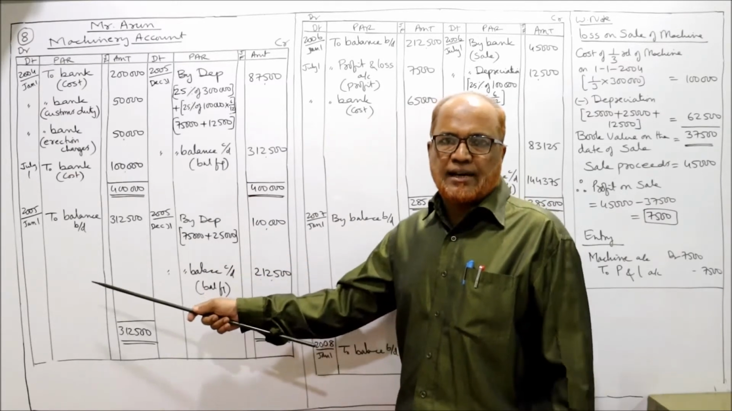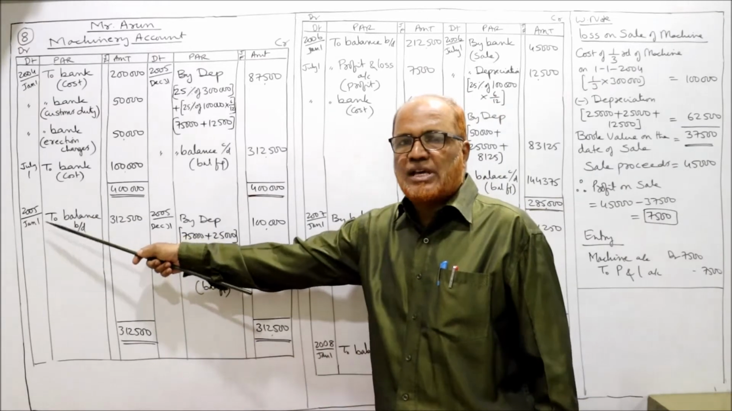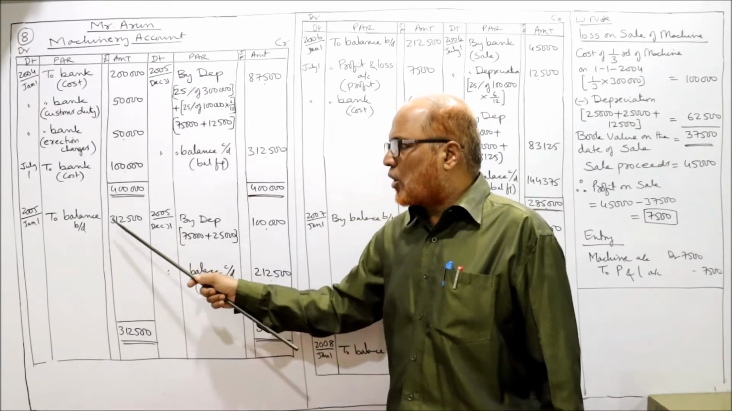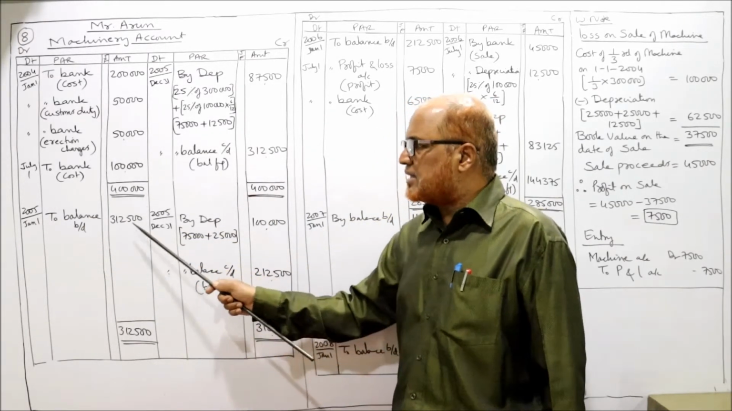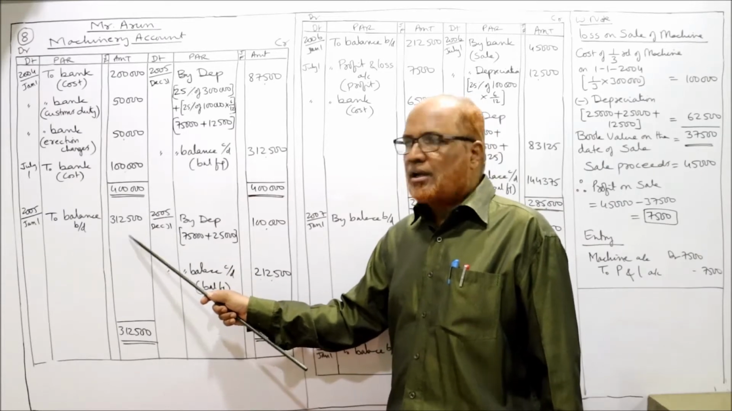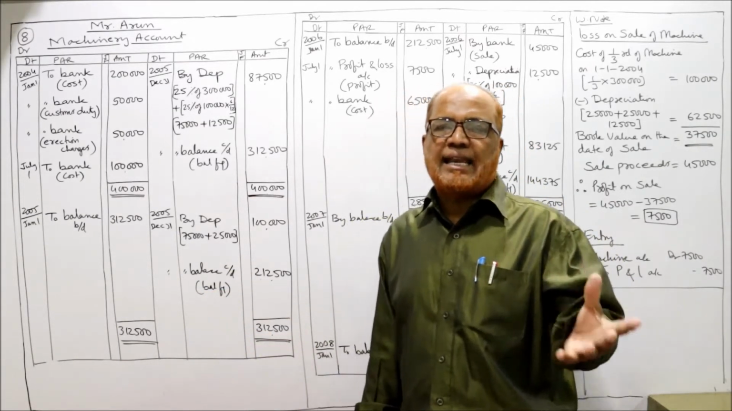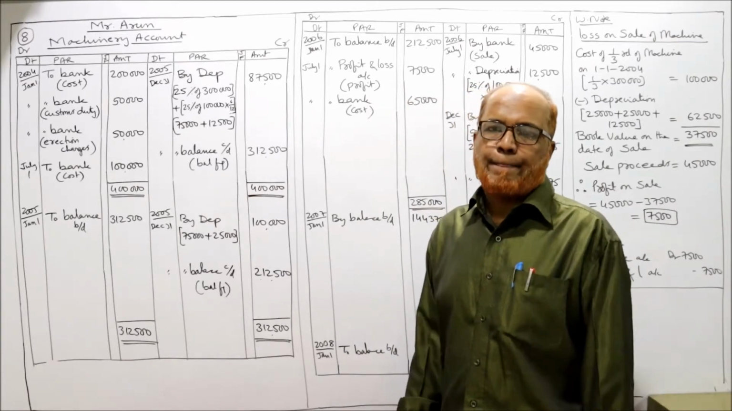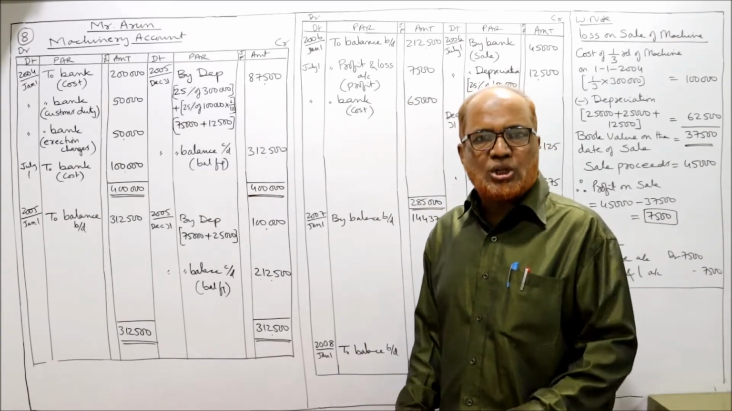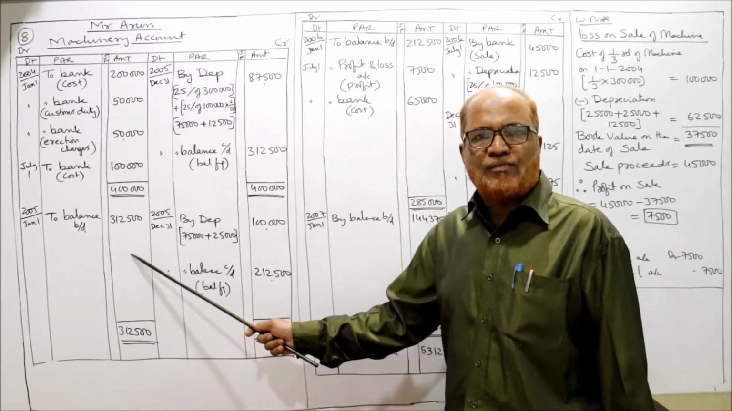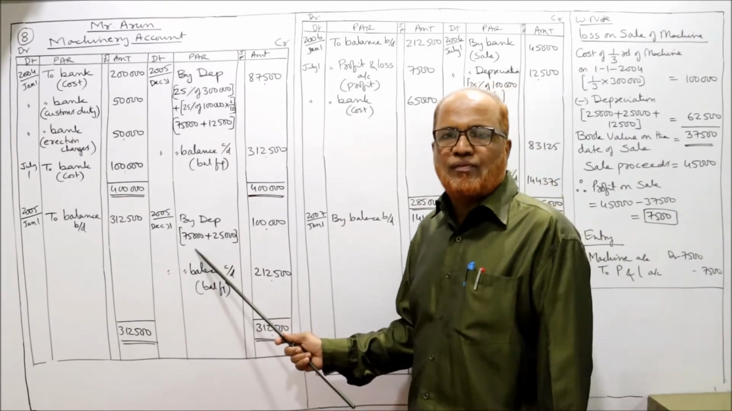Now we'll come to the second year. 2005, January 1st. To balance brought down 3 lakh 12,500. From last year it is coming forward. Now there are no transactions of purchase or sale in 2005. So we close the year 2005.